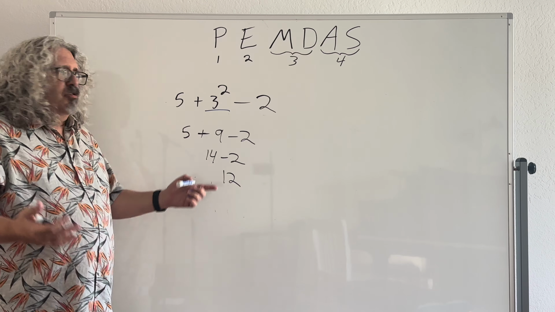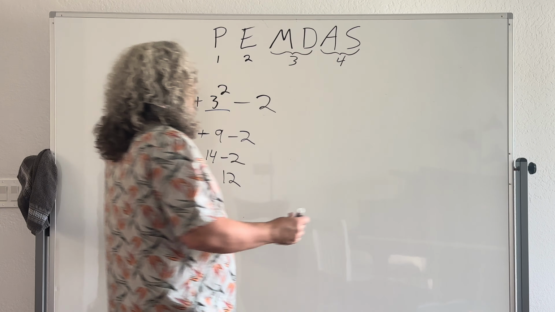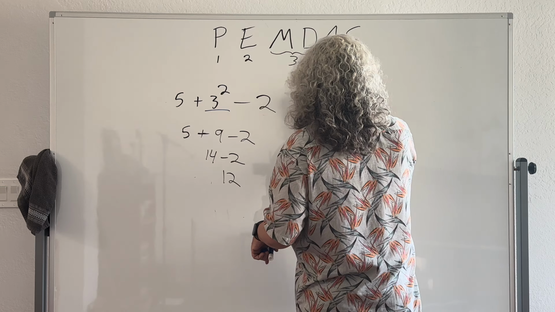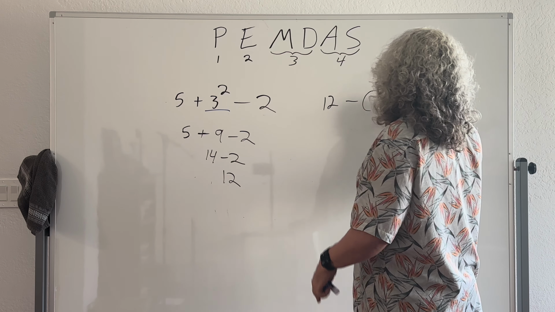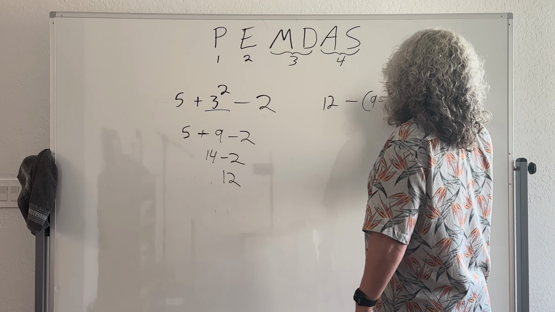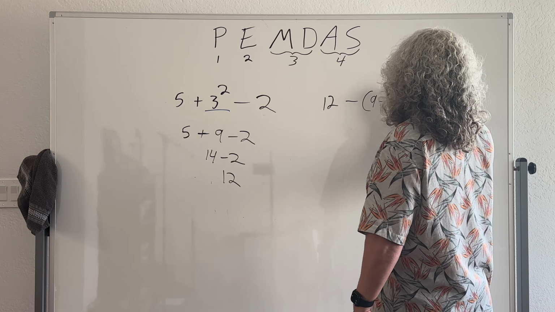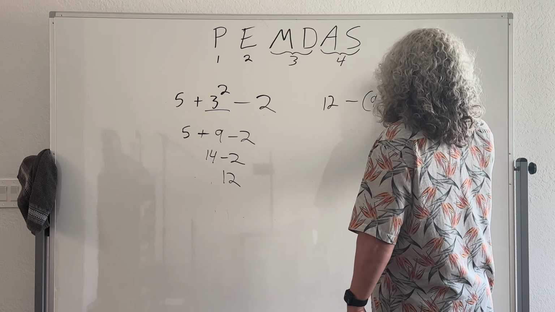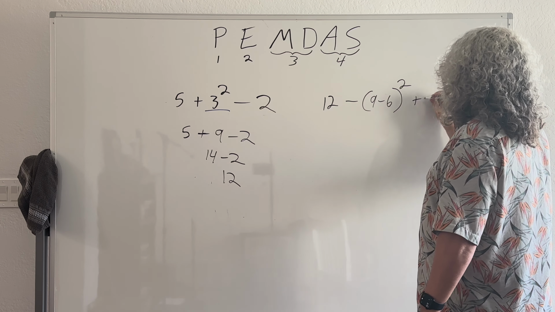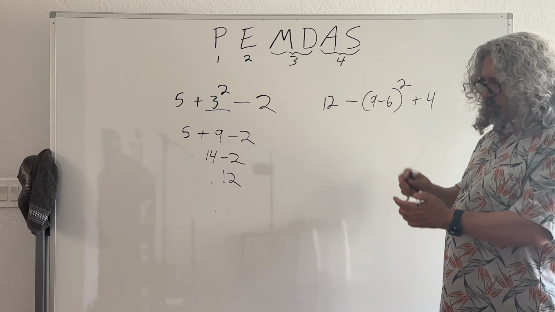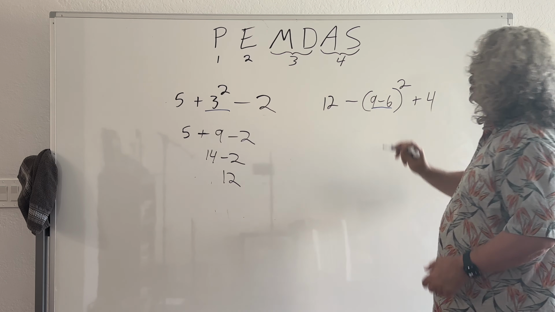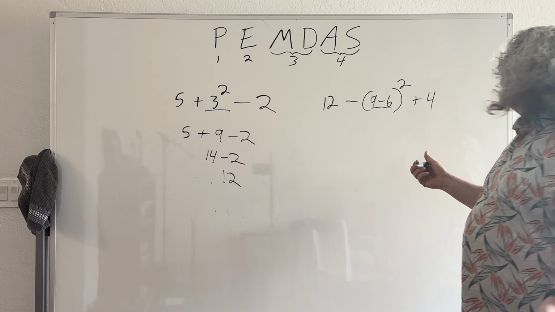Well, now, let's do one that has some parentheses in it. So let's go 12 minus, and let's go 9 minus 6 in a quantity squared plus 4. So now I'm going to work from over here. So now, the first step is going to be parentheses. And I'm going to copy everything else.